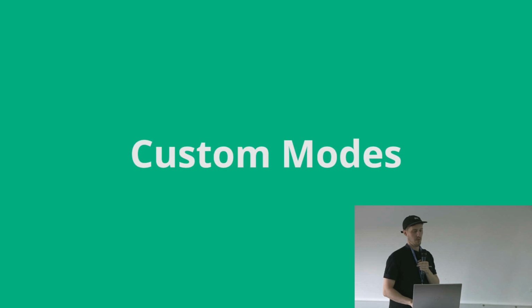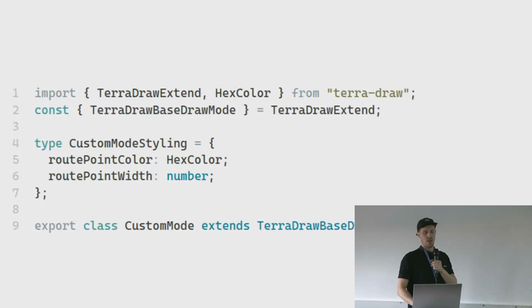Custom mode. So I talked a bit about how I wanted to make Terra Draw really extensible, and part of that is if people want to create their own mode, then that should be possible. So the way in which you do that is you import something called Terra Draw Extend, and that has a class on it called Terra Draw Base Draw Mode, very Java.